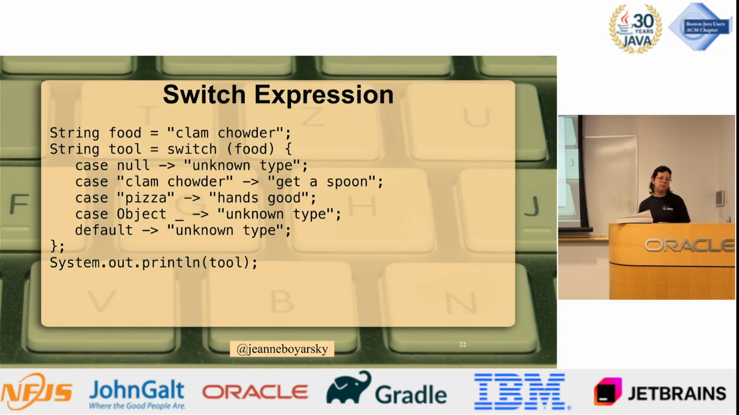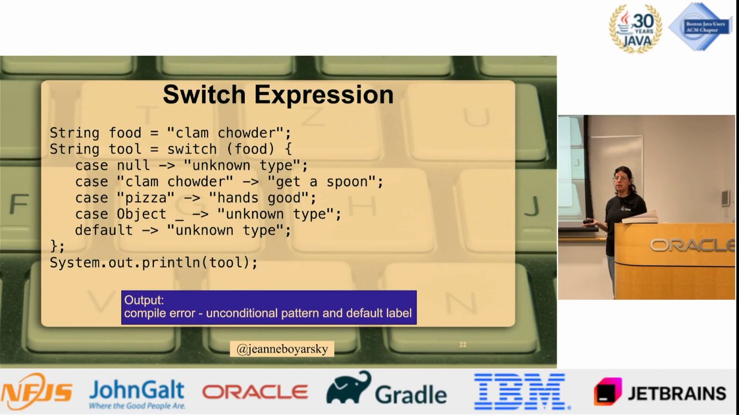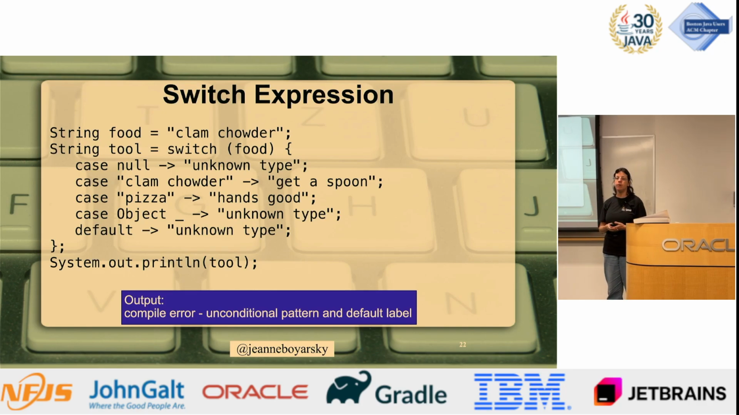I have a case Object and I have a default. The compiler is smart enough to know that you can't do this. Default is unreachable because case Object is going to match everything there is to match, so it's impossible to get to default, right? And you've seen this with other things like catches. You can't put them in the wrong order because you can't get there. And it's the same problem here. You can't get to default.